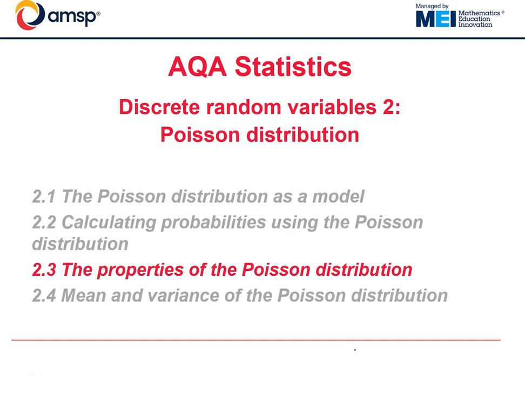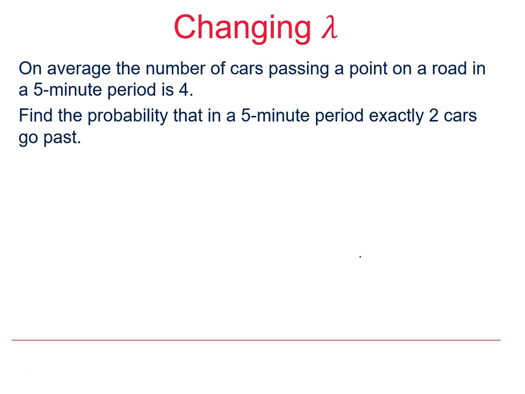Hello and welcome to this AQA Further Math Statistics video, Discrete Random Variables 2, the third in the series looking at the Poisson distribution. In this video we'll be looking at what happens when circumstances mean that the value of lambda is changing.